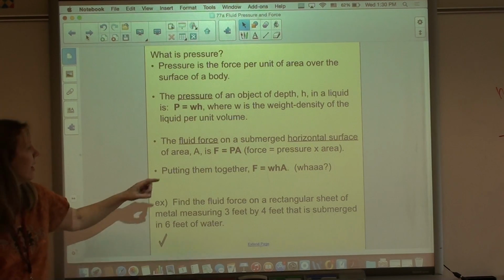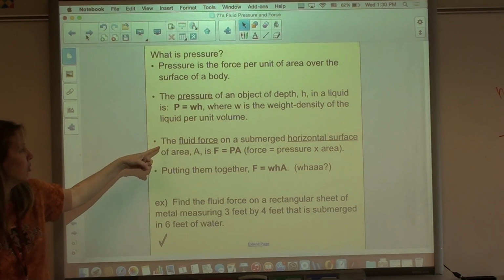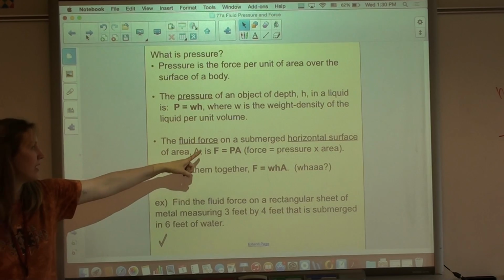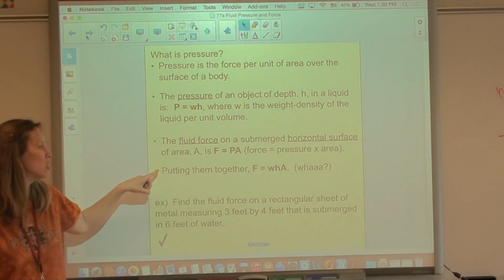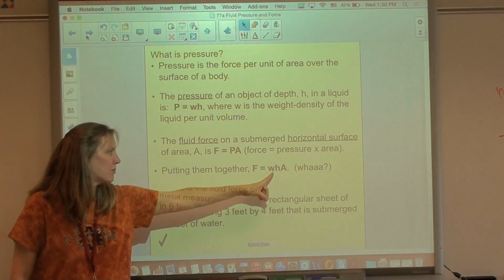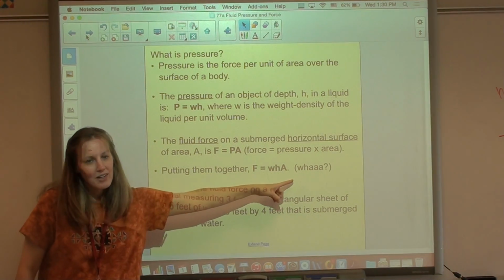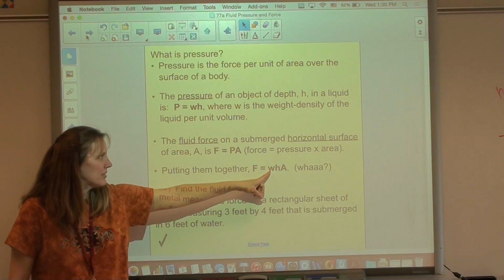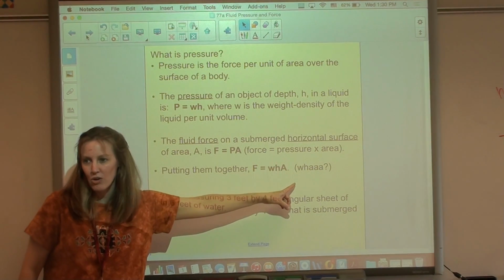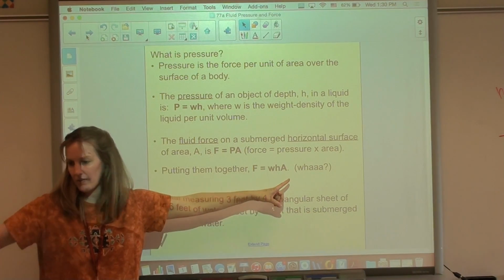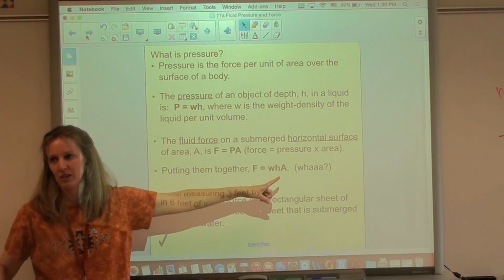All right. The fluid force on a submerged horizontal surface of area A is F equals PA. So it's the pressure times the area. So in general, the force is WHA. It is the weight density of the liquid times the depth of the object times the area of the object, the surface area. We're just talking about flat objects today.